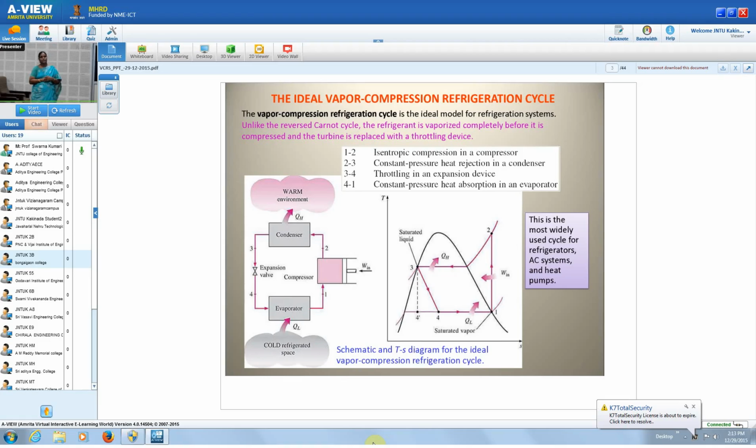Then 2 to 3. So whatever the heat that is taken away in the evaporator and whatever the heat equivalent of the work given in the compressor, both will be given out in the condenser. So in the condenser, condensation takes place at constant pressure. Okay, and here point 2 is in the superheated condition. So here desuperheating is also taking place and also latent heat rejection is taking place in the condenser. So after condensation, the refrigerant at 3 is in the liquid state at high pressure.